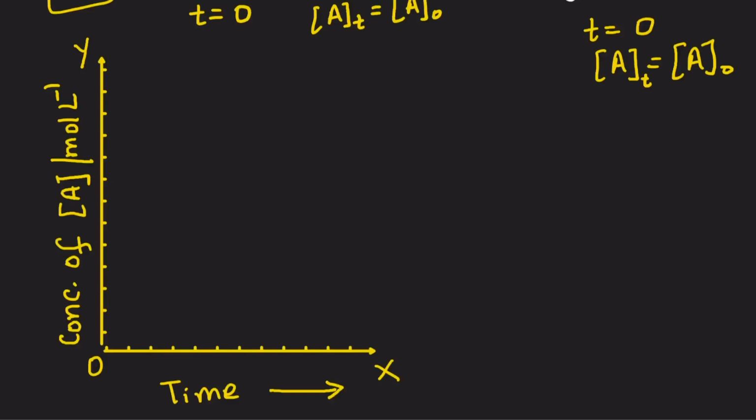It is at zero time. The concentration is, yes, it is A0. Got it? It's not 0. The concentration is not 0. But as time goes further, the concentration actually decreases. So I will have a graph something like this.